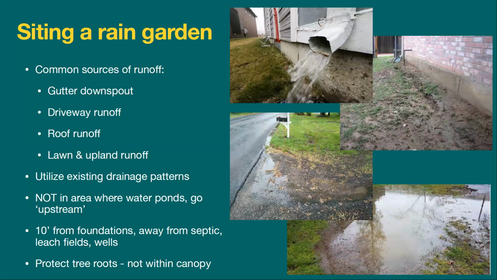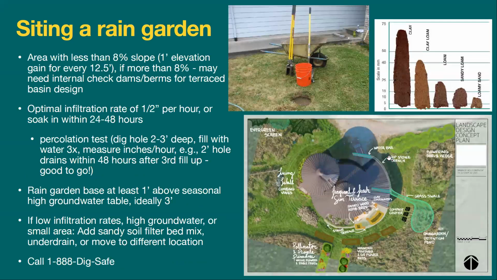So ideally not digging a rain garden right at the base of a tree where you will have to cut into a lot of the roots. Siting, I'm going to gloss over this, but I can go into it if you're interested. This is more detailed DIY if you were to install a rain garden at your own house. Ideally, it's an area with less than 8% slope, but if it is a steeper slope, you can put a variety of basins, like a terraced basin system or check dams or berms within your basin to create multiple ponding areas.